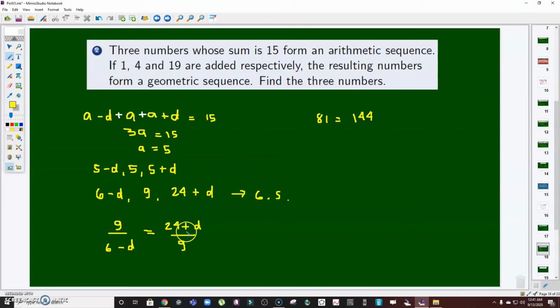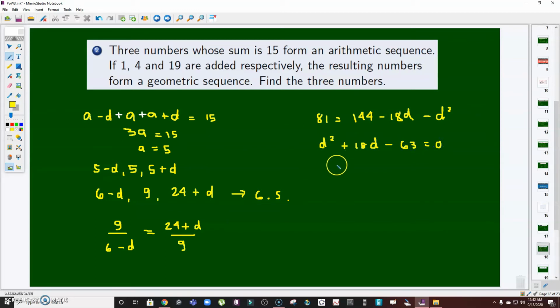Okay. 6d minus 24d, that's negative 18d. Alright, negative 18d minus d squared. Okay, equating it to 0, so I'm going to have d squared plus 18d. Okay, so 144 minus 81, so that's 63. So I'm going to transpose it, so this one will become negative 63.